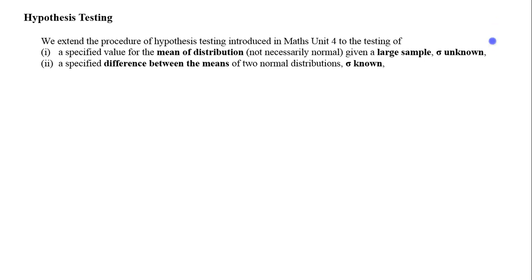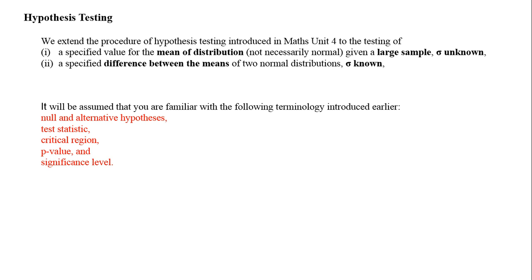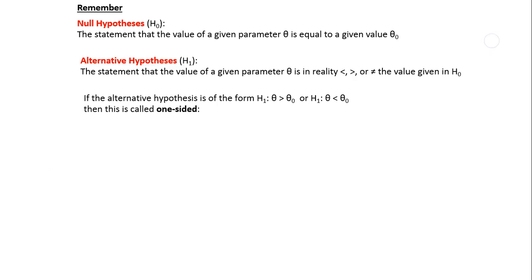So, sigma unknown with just testing of the mean. It will be assumed that you are familiar with the following terminology introduced earlier: null and alternative hypotheses, test statistic, critical region, p-value and significance level. We'll come across them in the questions.